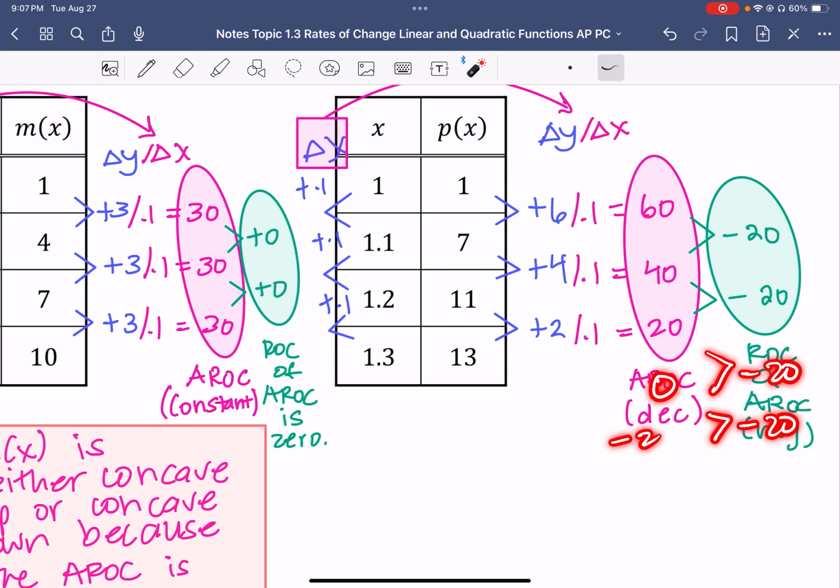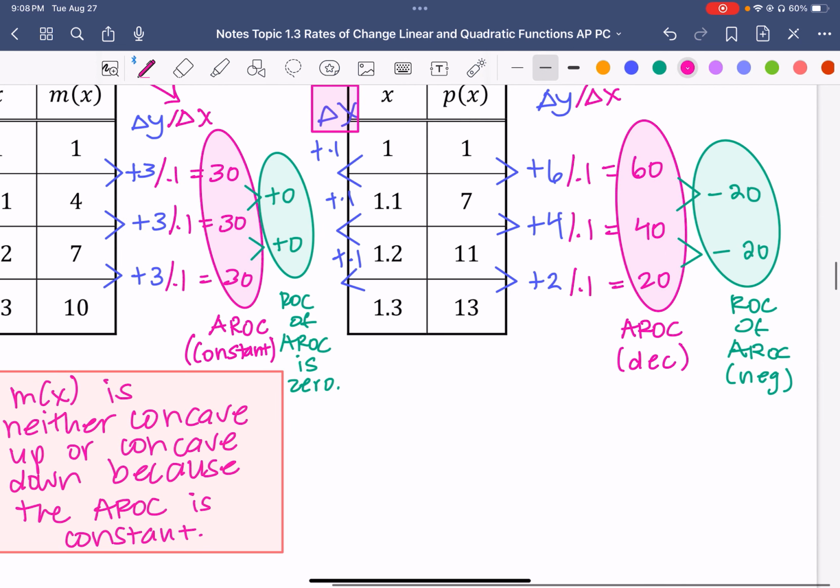Minus 20 again is negative 20, negative 40, negative 60, negative 80, negative 100. And those numbers are going to get smaller and smaller and smaller. Okay, so if your rate of change of your average rate of change is negative, that means your average rate of change is decreasing, which means your table or your function is concave down.